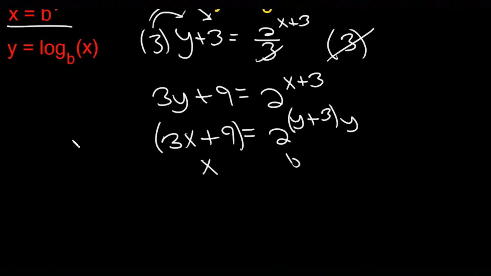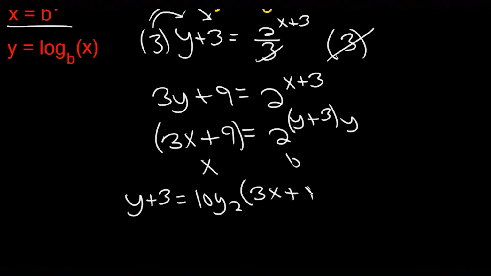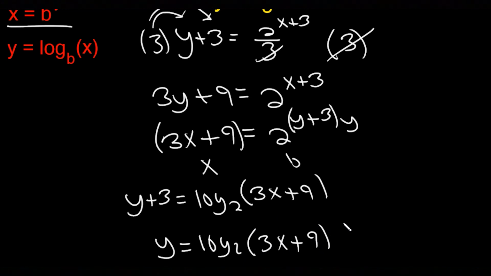Rearranging it, we get y plus 3, that's my y, equal to log, and then my base here is going to be 2, of my x, 3x plus 9. And then my last step here, I have to get rid of this positive 3, meaning I'm going to subtract. So my final answer here is going to be the following. I get y is equal to log base 2 of 3x plus 9, and then finally minus 3. And there it is. There is my inverse. Okay? And that is it.